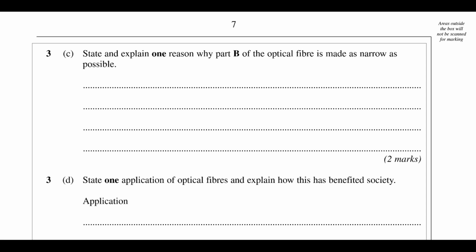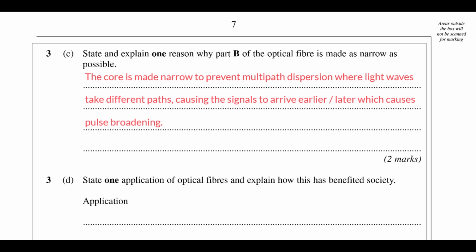And the reason you do it is because you don't want pulse broadening to occur from your different light waves taking different paths to get to the end. So the state part, like why do we have it, is to prevent multipath dispersion. So that's what we've got there. We've got it narrow to prevent multipath dispersion.